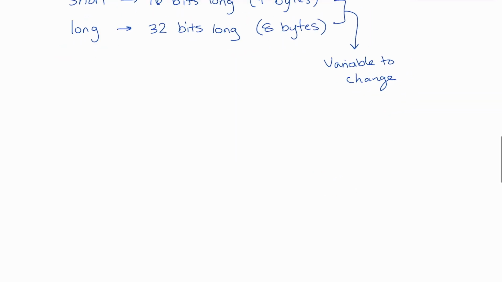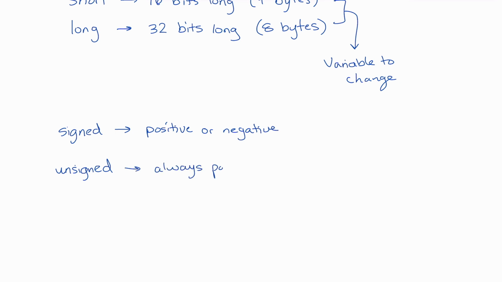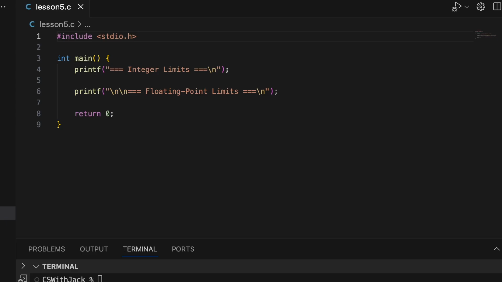Another example of qualifiers are signed and unsigned, again applied to integers. Signed numbers can be either positive or negative, whereas unsigned is always positive or 0. The last part of section 2.2 discusses standard headers in C which contain symbolic constants for all these sizes that we can use.